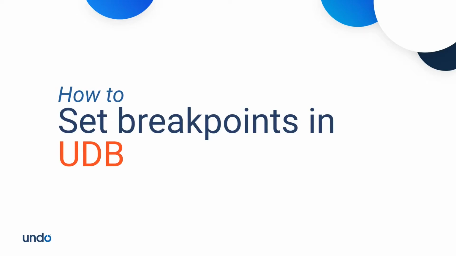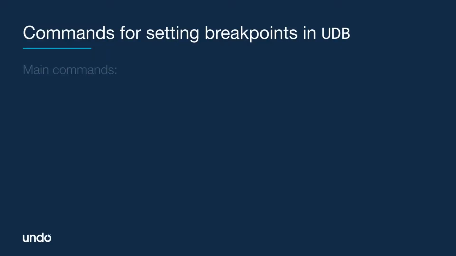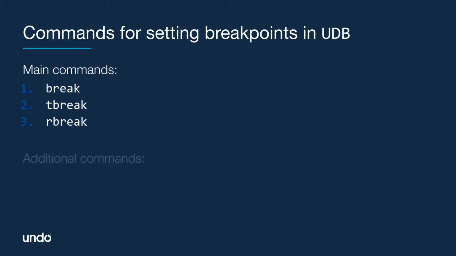In this tutorial, we're going to present the main commands for setting breakpoints in UDB. UDB provides three main commands for setting breakpoints: break, Tbreak, and Rbreak. In addition, there are a couple of commands for setting hardware-assisted breakpoints, which are not going to be covered in this tutorial.